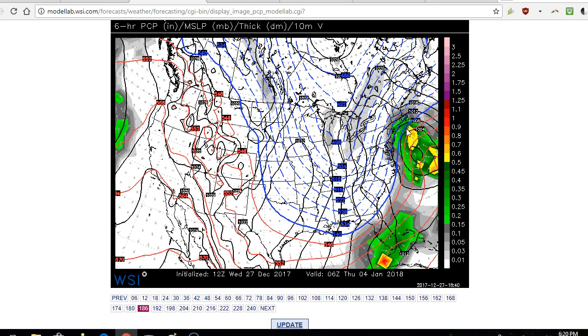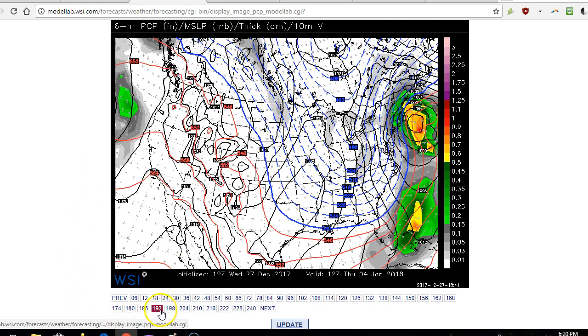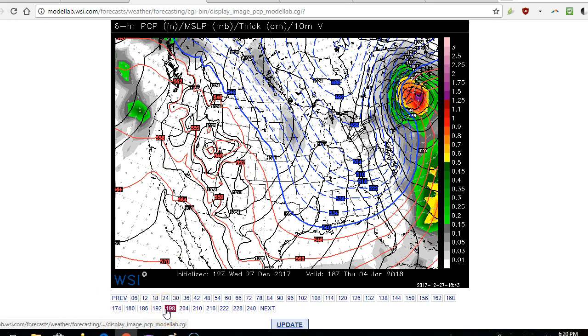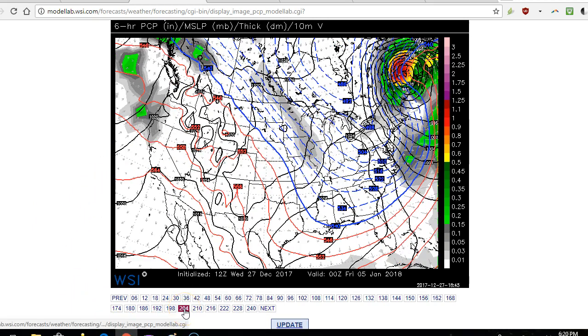Of course, we really don't want to take models verbatim at this range, but it's just good to show an illustration based on them. So the storm climbs the coast on January 3rd into January 4th, and then strengthens thanks to the full phase and negative tilt taking place, bringing a lot of heavy snow to New England. So this will certainly be something to watch.